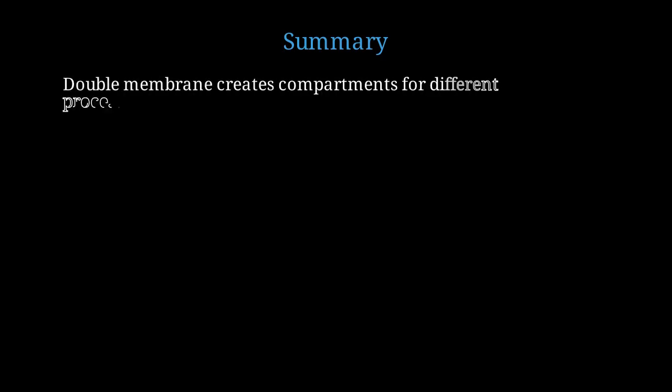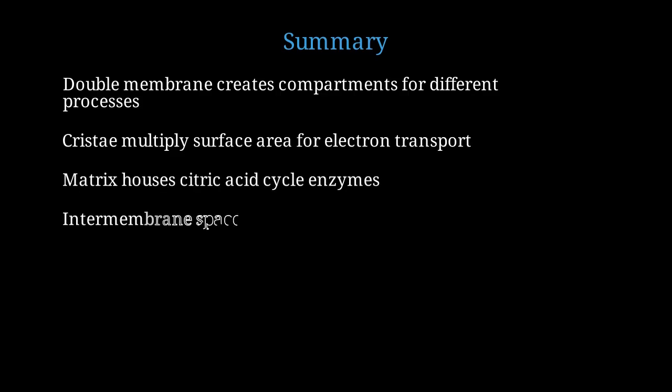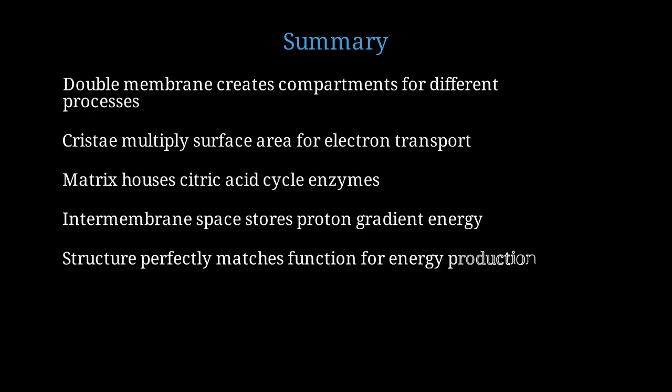Let's review how mitochondrial structure enables efficient ATP production. The double membrane system creates separate compartments essential for the proton gradient. Cristae dramatically increase surface area, allowing more electron transport chains and ATP synthase molecules. The matrix concentrates all enzymes needed for the citric acid cycle in one location. The intermembrane space acts as a reservoir for the proton gradient that powers ATP synthesis. In conclusion, the mitochondrial structure is a perfect example of how biological form enables function in cellular energy production.